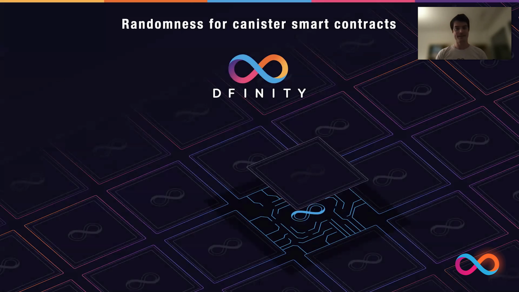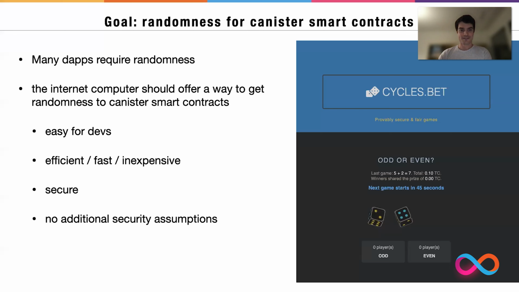So the topic today is randomness for canister smart contracts. I'm going to try and talk for 20, 25 minutes about what we try to achieve here. I'm going to try and explain why it's actually a challenging problem, and then take you through how we landed on the design that we now have on the internet computer, how you can use that, and then we can go into more Q&A. So let's dive right in.